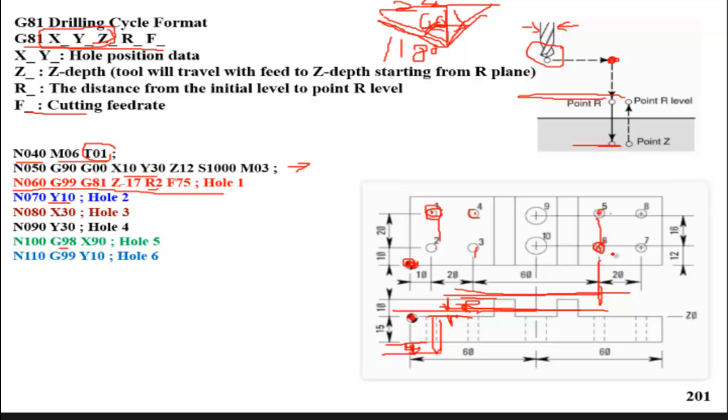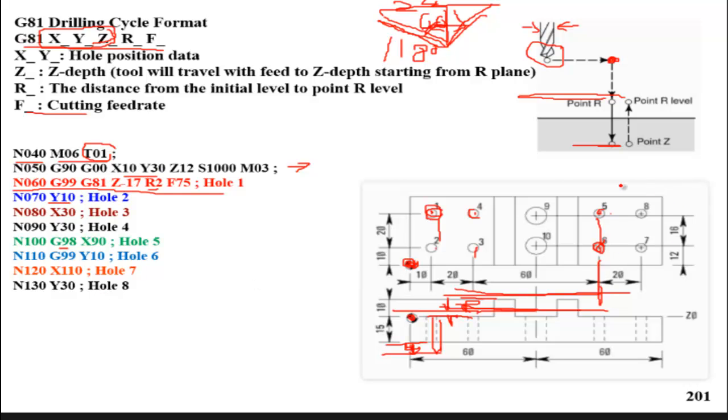So what about the next hole? Here we will change x. X will be 10 plus 20 plus 60 plus 20, so it will be 110. So we come to hole number 7. What's next? After 7, we go to hole number 8. So what are we going to change? We're going to change y. So y here will be 30. Yes, y will be 30.